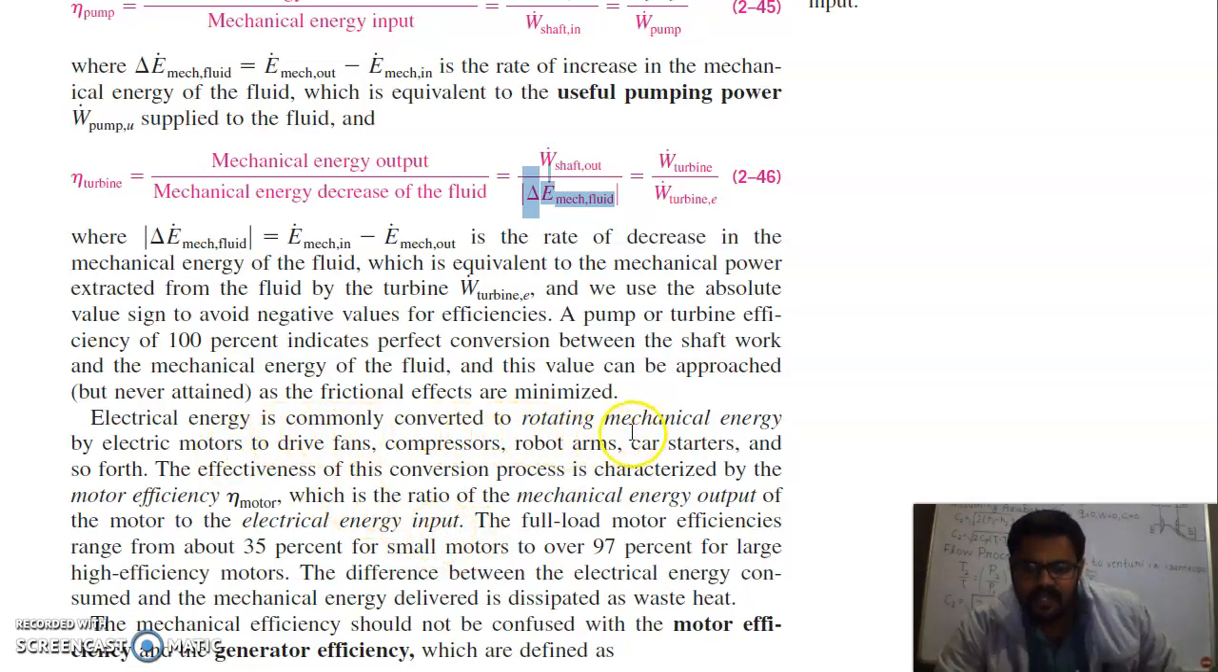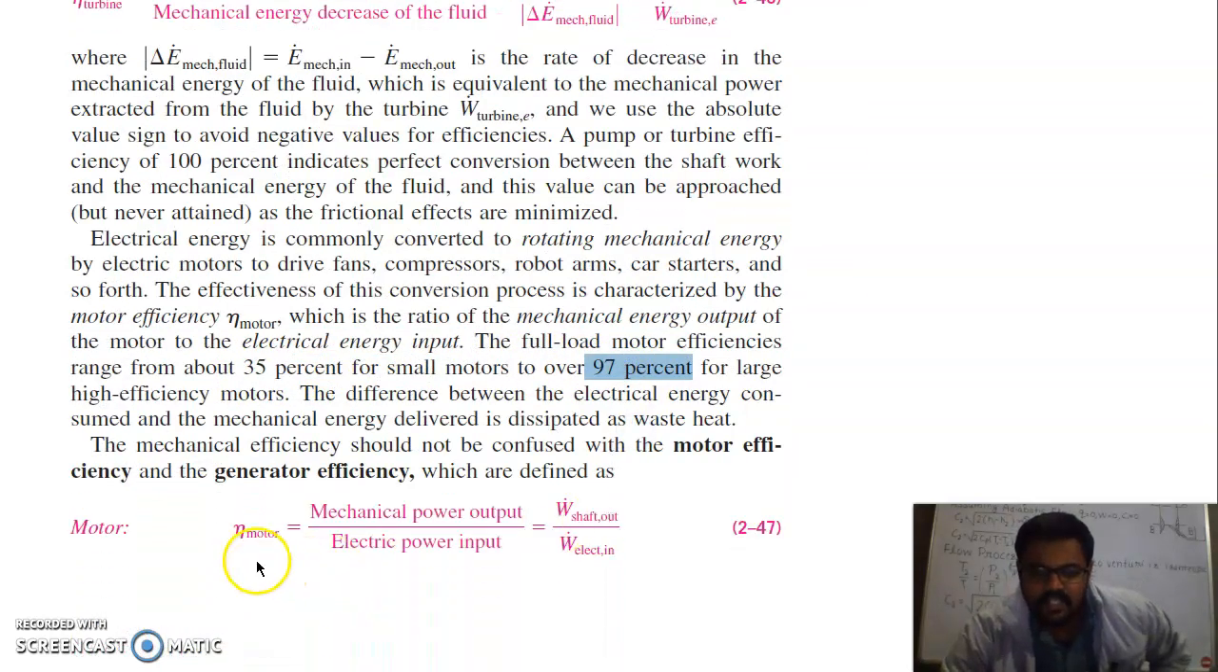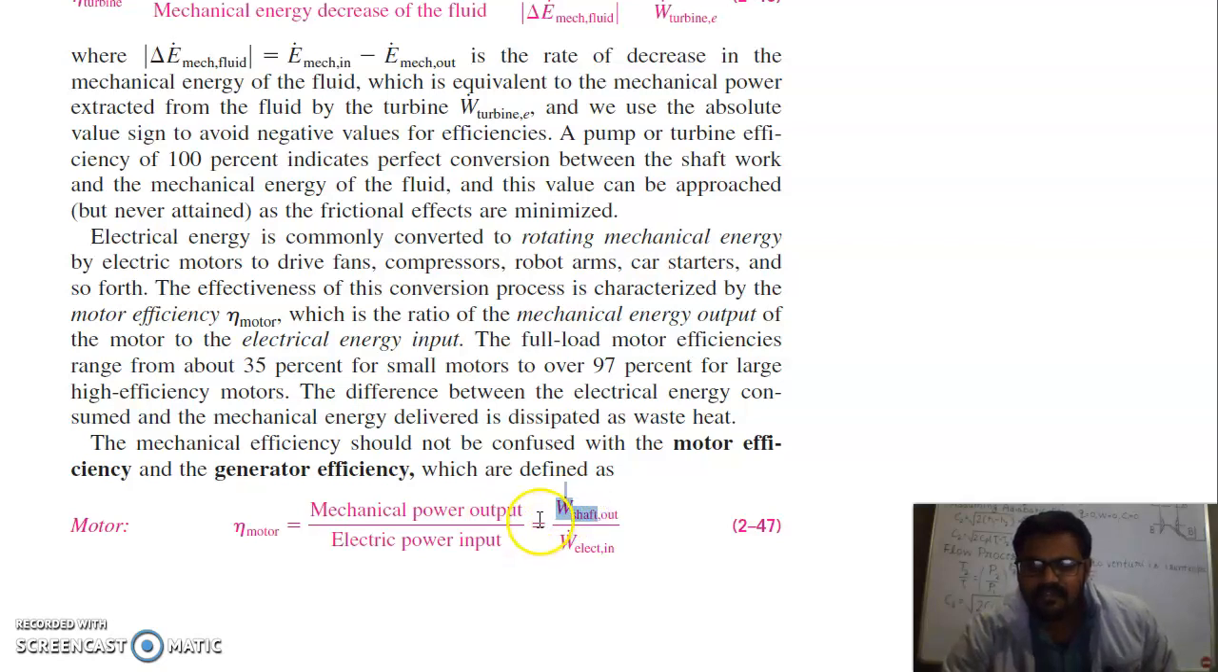Electric energy is commonly converted to rotating mechanical energy by electric motors to drive fans, compressors, robot arms, car starters, and so on. The effectiveness of the conversion process is characterized by the motor efficiency, which is the ratio of the mechanical energy output of the motor to the electric input. The motor efficiency can be 35% for small motors and it can be 95% for large motors. So the efficiency of a motor is also defined as mechanical power output to electric power input. It means we will supply 2 kilowatt of energy to the motor, but the energy output at the shaft is less because of some loss.